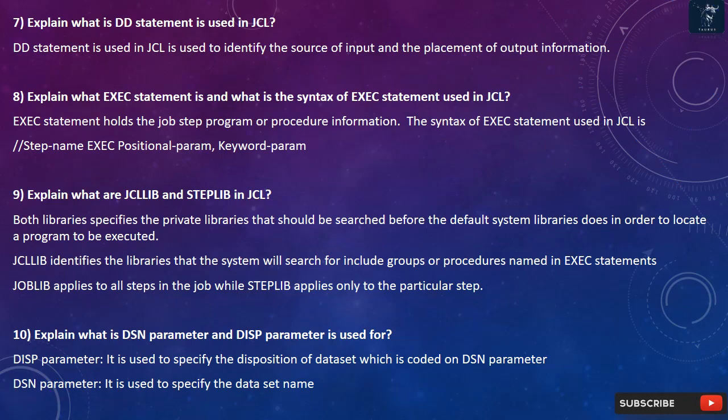7. Explain what the DD statement is used for in JCL. The DD statement is used in JCL to identify the source of input and the placement of output information.